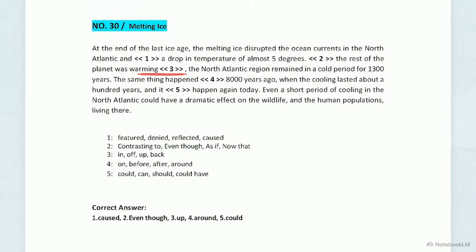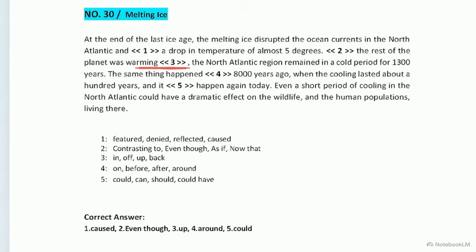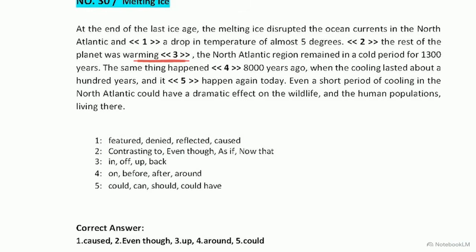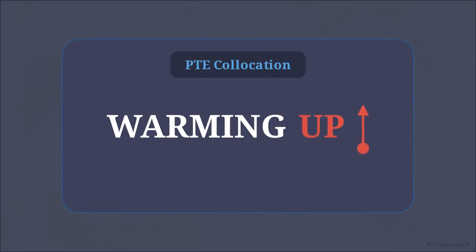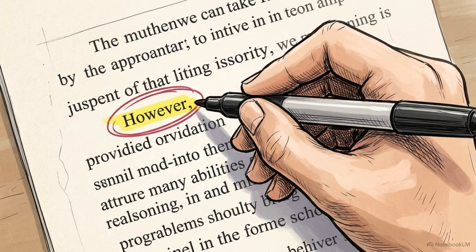Blank 3 appears inside that first clause. This is a test of English phrasal verbs. When describing global temperatures increasing, the correct phrasal verb is warming up. By identifying structural contrast and applying known verb collocations, you can navigate even complex academic paragraphs with precision.